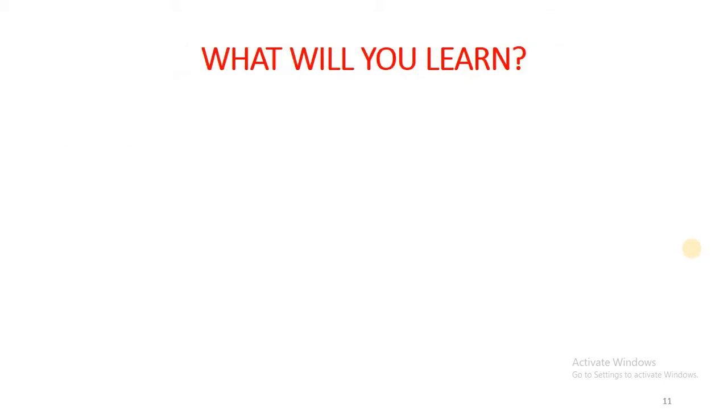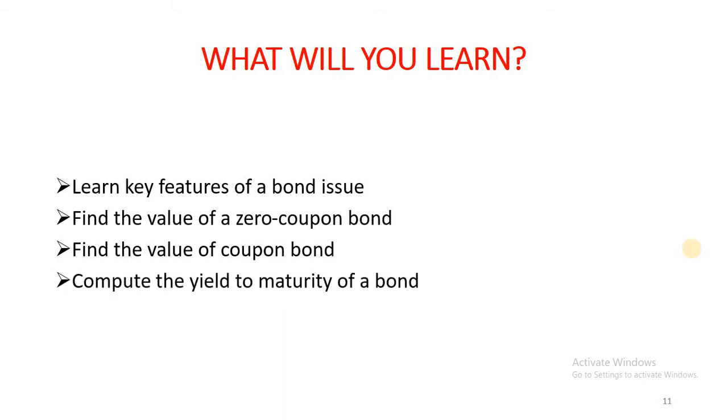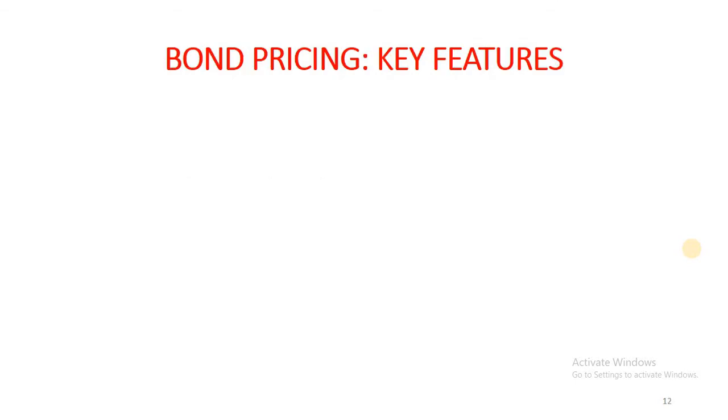Let's look at what you will learn from this lecture. First of all, you will learn key features of a bond issue. Secondly, you will learn how to find out the value of a zero coupon bond. Then you will learn how to find out the value of a coupon bond. And finally, you will learn how to compute the yield to maturity of a bond. Yield to maturity of a bond is its rate of return.